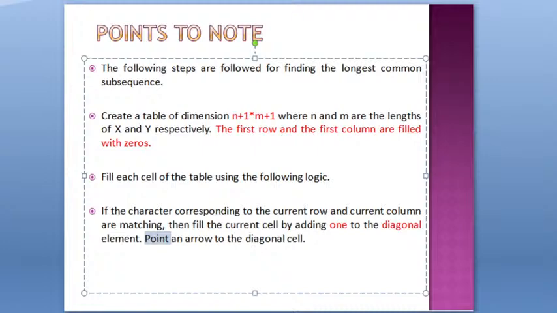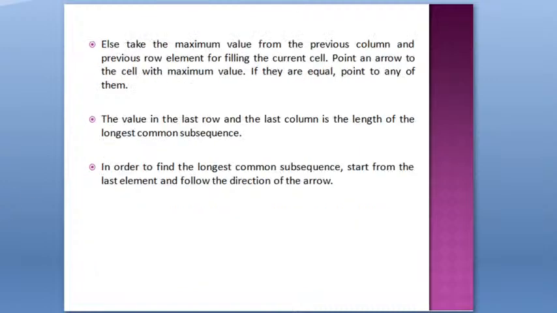Pointing an arrow is also very important. This is the first case, if the character matched. Now obviously the next case will be if the character doesn't match. So for that, what will be the procedure?